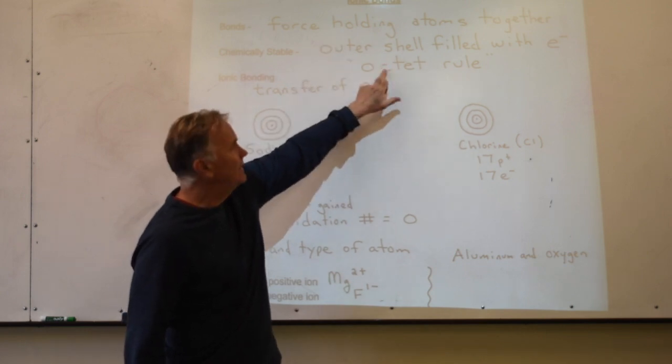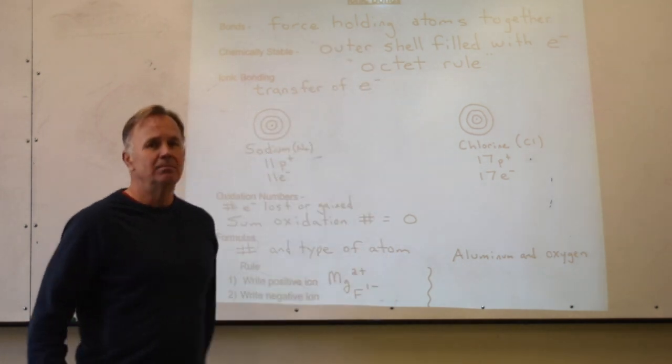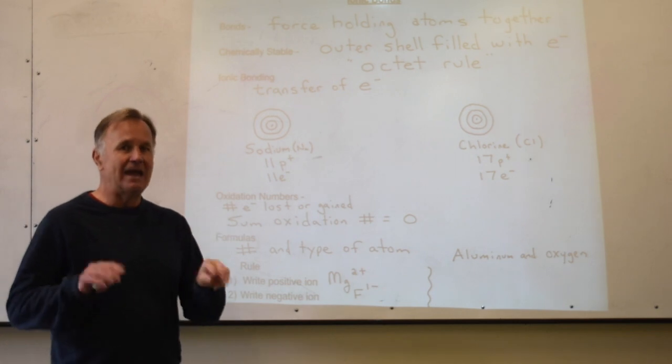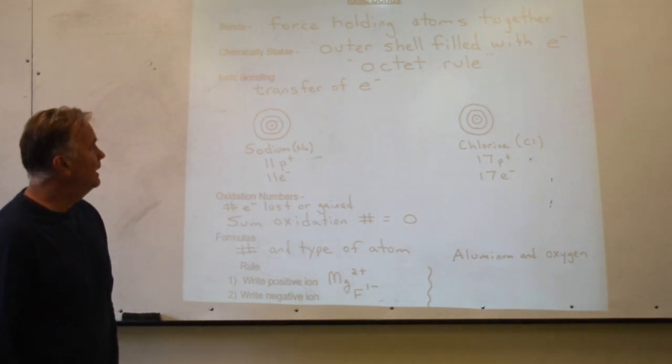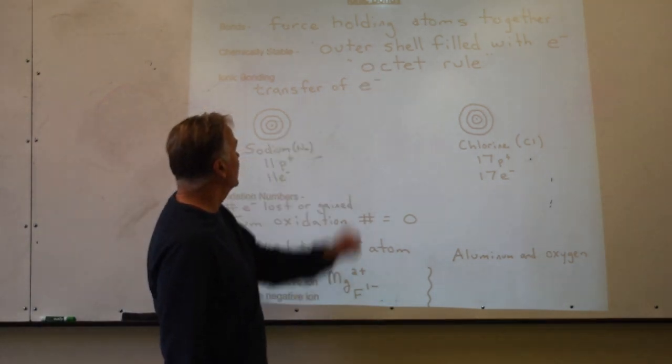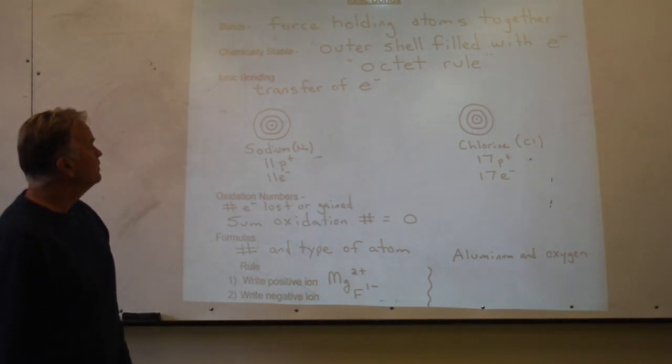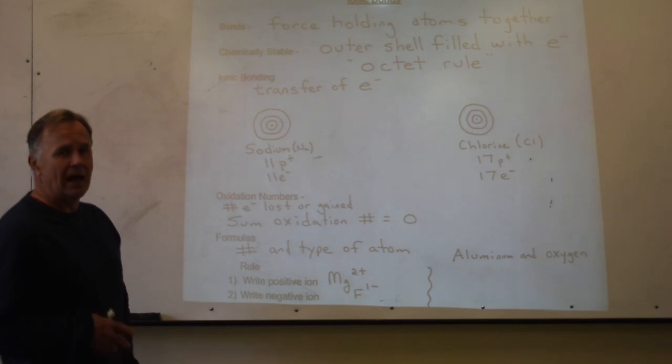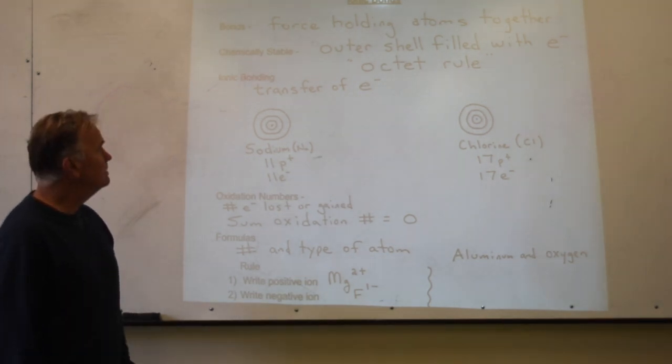So the general rule is chemically stable, outer shells filled with electrons. A lot of times they call that the octet rule because that generally means their outer shell has 8 electrons in it. Octopus, octet, those are 8. So that's the general rule. That's what atoms try to get to become satisfied.